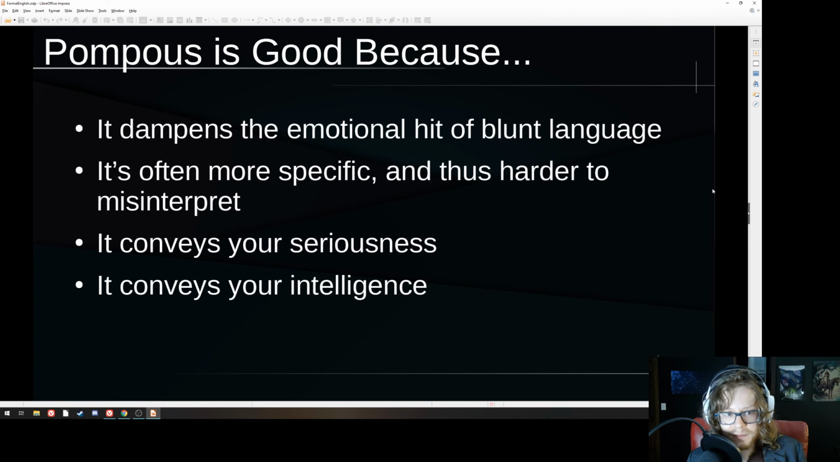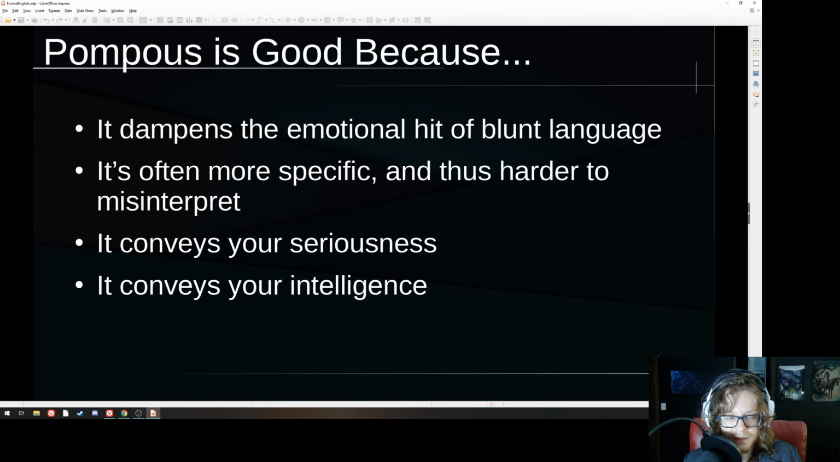And why is being pompous a good thing? Why is using a long word better than short word? Why is long good? Because it dampens the emotional hit of blunt language. That's why primarily we use formal language, because it makes the emotional damage of insulting somebody just a little bit easier to bear. And likewise for anything else, it makes sad thoughts less sad. It makes happy thoughts less happy. It just dampens the emotional hit of all of what would otherwise be plain language, generally speaking.